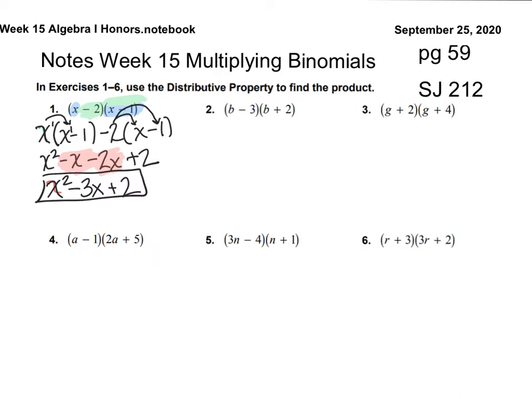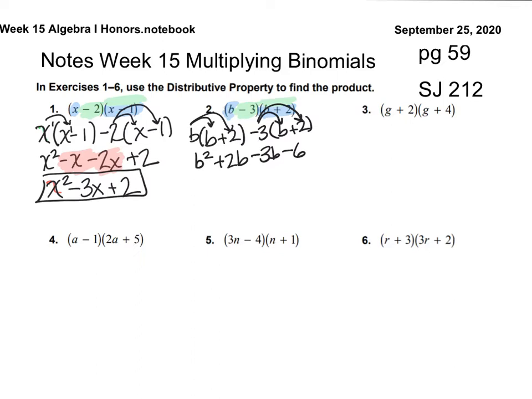For question 2, I'm going to do the same thing. I'm going to distribute my b to b plus 2, and I'm also going to distribute my negative 3 to b plus 2. So you'll get the hang of this, and I won't have to do the highlighting, but it is good to visually see what we're doing. We're multiplying the blue b by b plus 2. We're multiplying the negative 3 by b plus 2. We're going to distribute. B times b is b squared. B times 2 is 2b. Negative 3 times b is negative 3b. Negative 3 times 2 is negative 6.